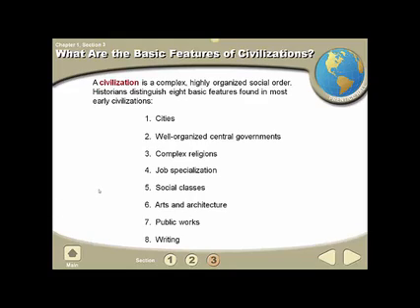And finally, a writing system. Now, not all civilizations had a writing system. We're going to see that the Incas later on, they had no writing system. But many of the early societies, many of the early civilizations did have a writing system. You have hieroglyphics and cuneiform and different things like that we will be talking about, that your book goes into a little more detail about.